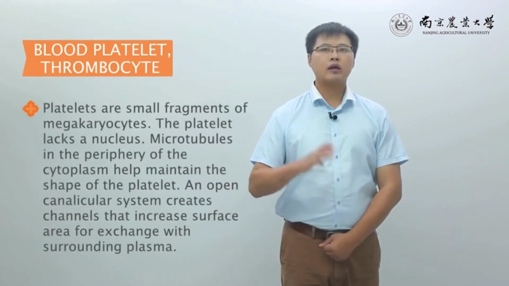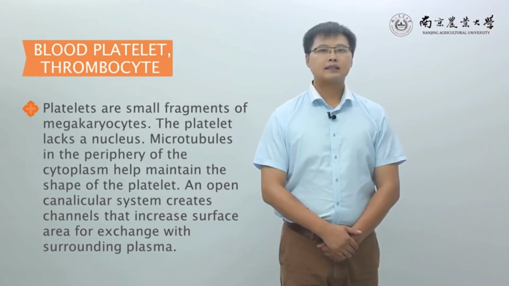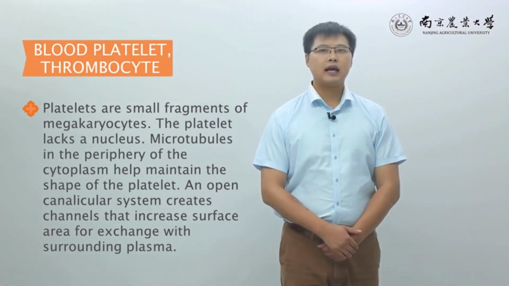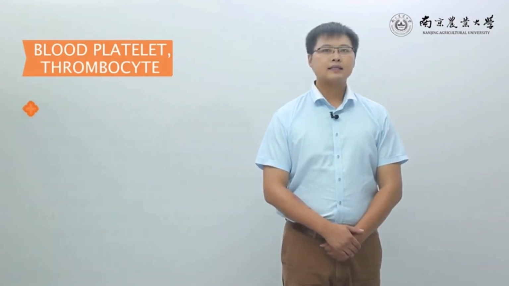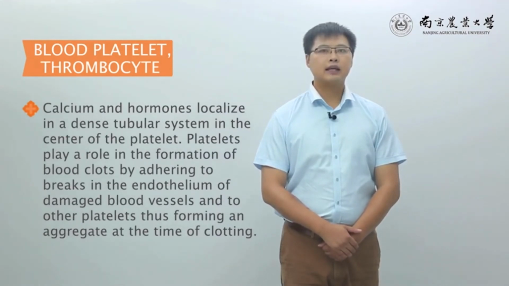Platelets are small fragments of megakaryocytes. The platelet lacks a nucleus. Microtubules in the periphery of the cytoplasm help maintain the shape of the platelet. An open canalicular system creates channels that increase surface area for exchange with surrounding plasma. Calcium and hormones localize in a dense tubular system in the center of the platelet.